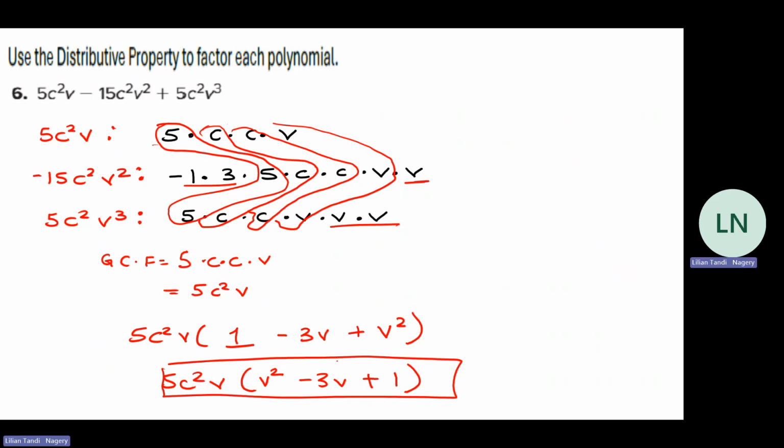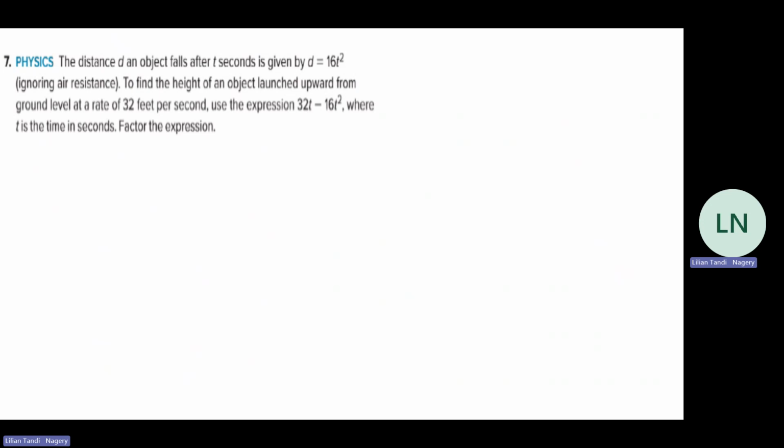We always start with the highest degree, followed by the next, okay? The distance d an object falls after t seconds is given by this equation, ignoring air resistance. To find the height of an object launched upward from ground level at the rate of 32 feet per second, use this expression, where t is time in seconds. Okay, factor this expression. So you have 32t minus 16t squared.